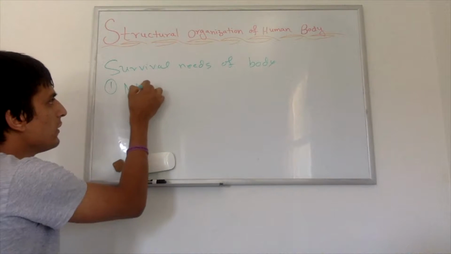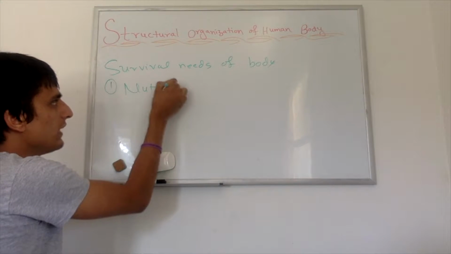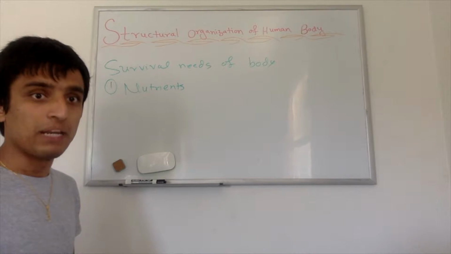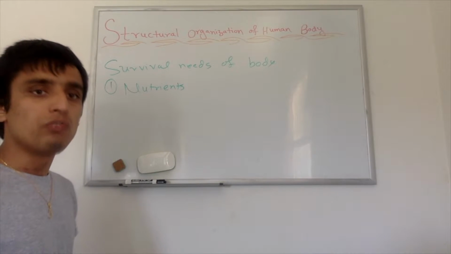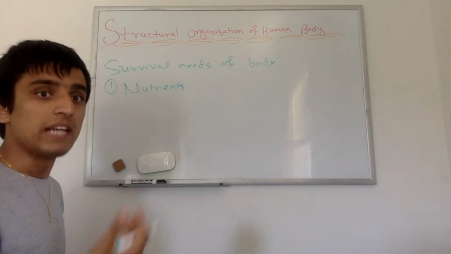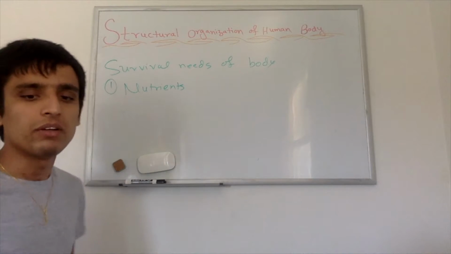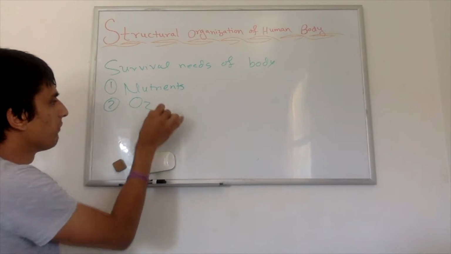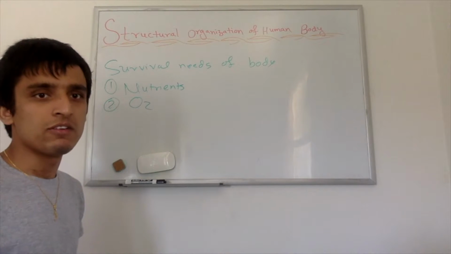The first thing is nutrients. You need nutrients to survive, for metabolic activities, to function in real life. What I mean by that is, to do work, you need energy. That energy you get from the nutrients. So nutrients are very important. Second, oxygen. Without oxygen, you cannot imagine your life.